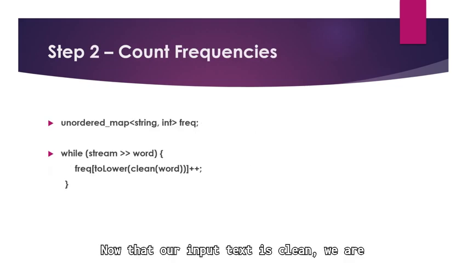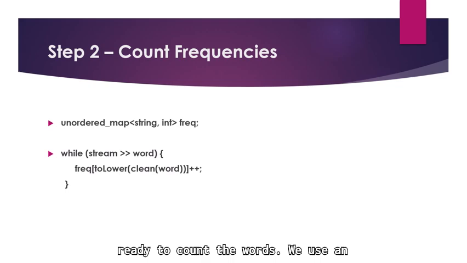Now that our input text is clean, we are ready to count the words. We use an unordered_map where the key is the word and the value is the frequency count. We feed each word into the map using a while loop with an istringstream. If a word is seen for the first time, it's added to the map. If it already exists, its frequency count is incremented. This simple logic powered by STL turns our code into an efficient word frequency engine.